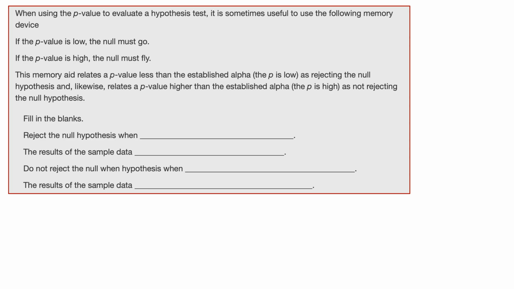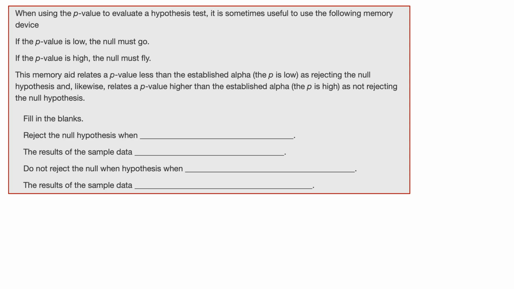This memory aid relates a p-value less than the established alpha. The p-value is low when it's less than the established alpha, rejecting the null, that rejects the null hypothesis. Likewise, when a p-value is higher than the established alpha, the p is high, it's not rejecting the null hypothesis. Okay, so fill in the blank. Reject the null hypothesis when the p-value is low.